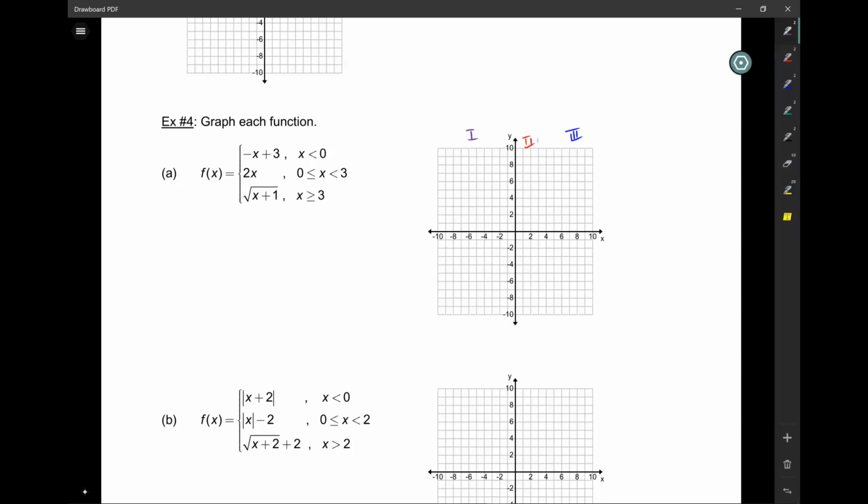So for region 1, what x value am I going to plug into this? 0. So you take 0 and you plug it into here and you get 3. So here, at 3, I put in an open circle. Now, what's being graphed there? It's negative x plus 3. It's a linear function with a slope of -1.